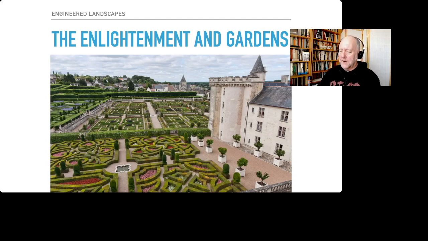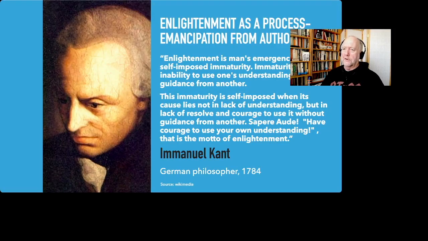To understand the garden in the Enlightenment and how it was a manifestation of those ideas about nature and the world around us, we need to take a brief detour and talk about what the Enlightenment was. Now, I don't want to get into it in a big way, so don't let this severe-looking philosopher here, Immanuel Kant, put you off.